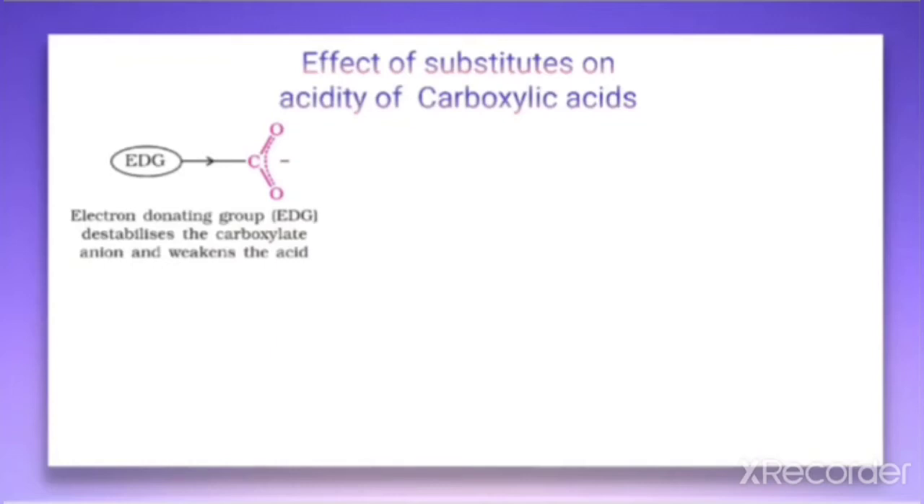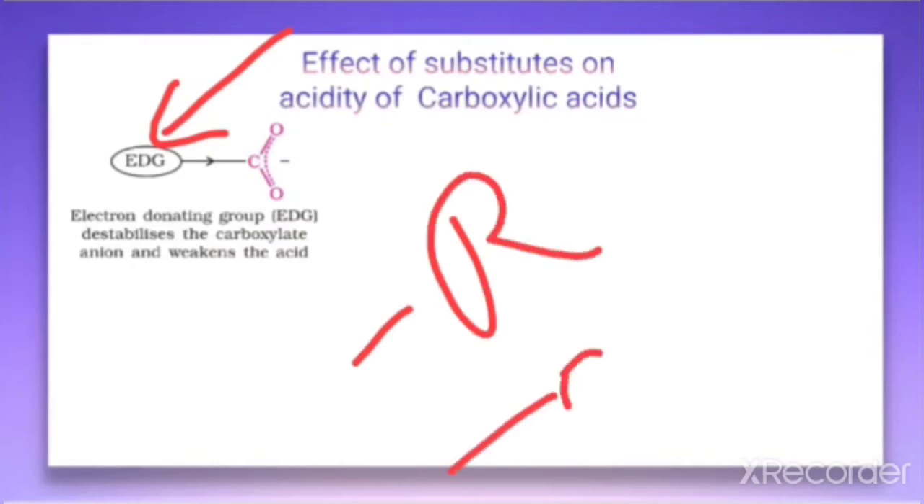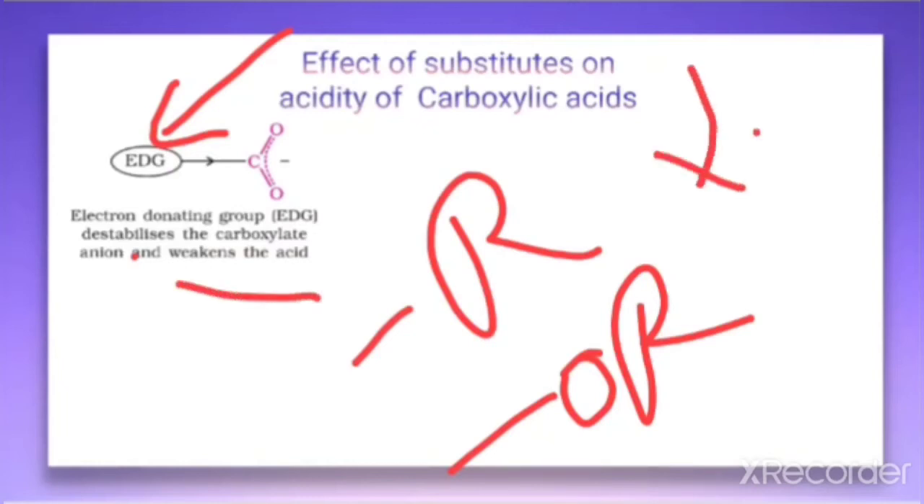That means if there is an electron donating group, which we are representing here as EDG, that can be an alkyl group, alkoxy group, and so on, attached to the carboxylic acid group, it destabilizes the carboxylate ion, that is RCOO negative. Because of this, it weakens the acid. That means the acidic character decreases when there is an electron donating group like an alkyl group or the alkoxy group. Because they are destabilizing the carboxylate ion, the acidity will be lesser.